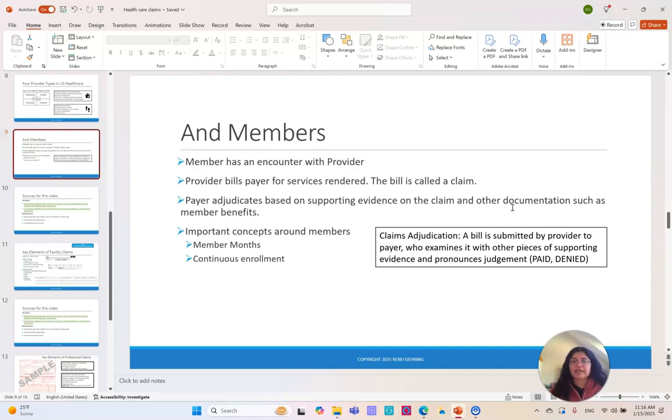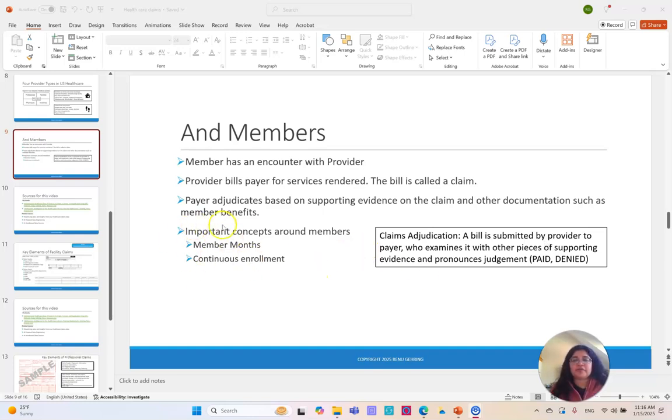And that brings me to, people get confused about claims adjudication. What is claims adjudication? It's simply the process where a bill is submitted to a payer who examines it with other pieces of supporting evidence and pronounces judgment. Is the claim to be paid? Is the claim to be denied, or is it a partial payment, partial denial, etc.?